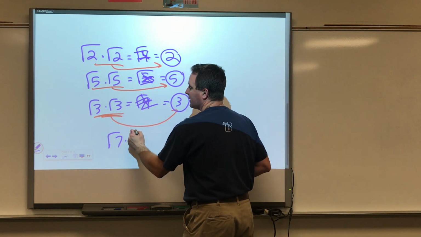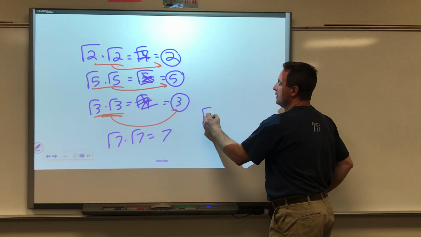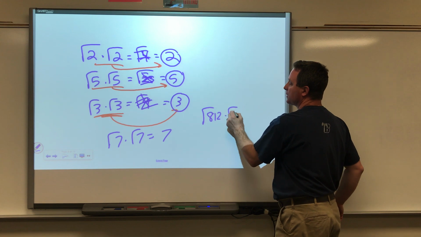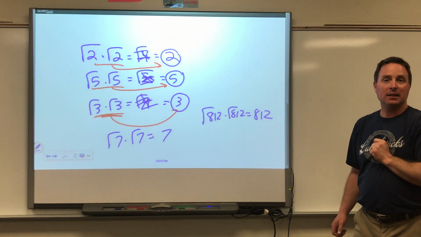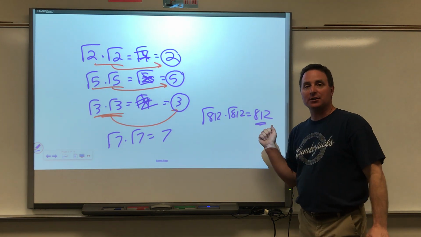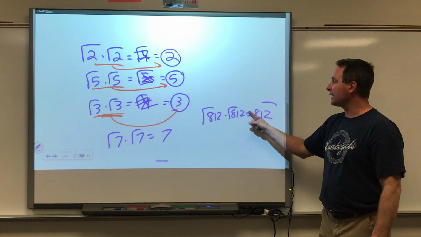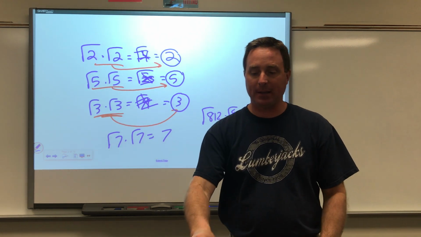For example, the square root of 7 times the square root of 7 is just big 7. The square root of 812 times the square root of 812 is 812. Okay? But again, anytime we have two radicals the same, the answer is just that number. It's not the square root of 812, but just regular 812. Okay, we're going to use that here in just a minute.